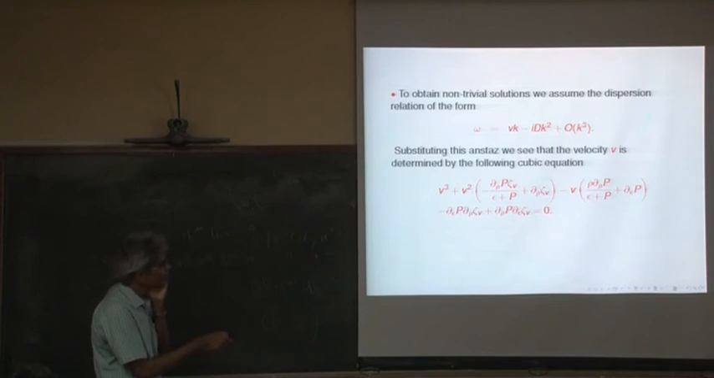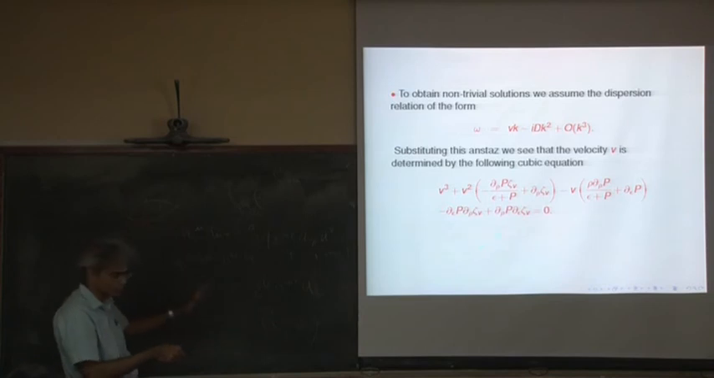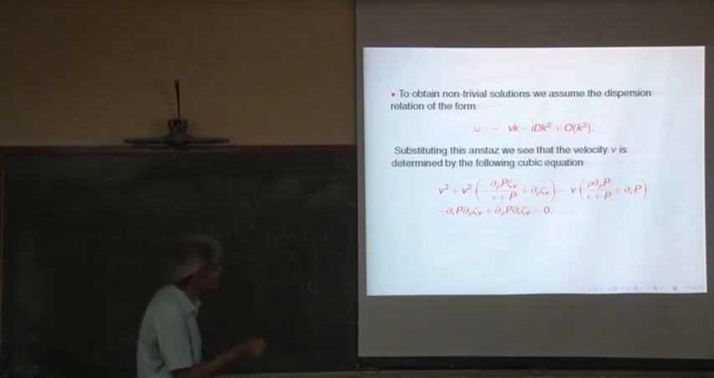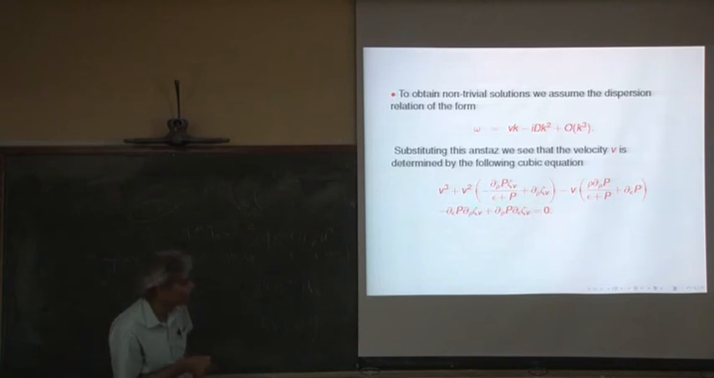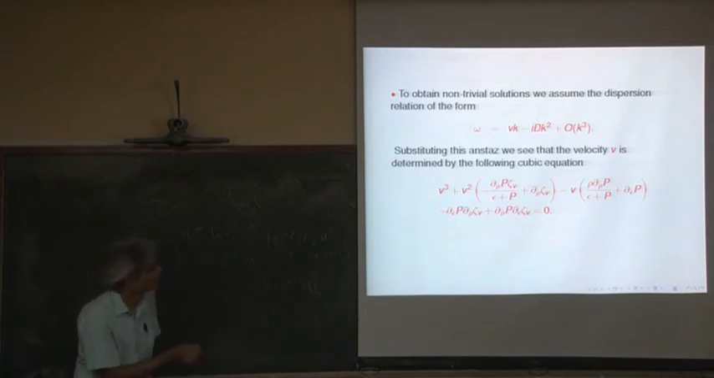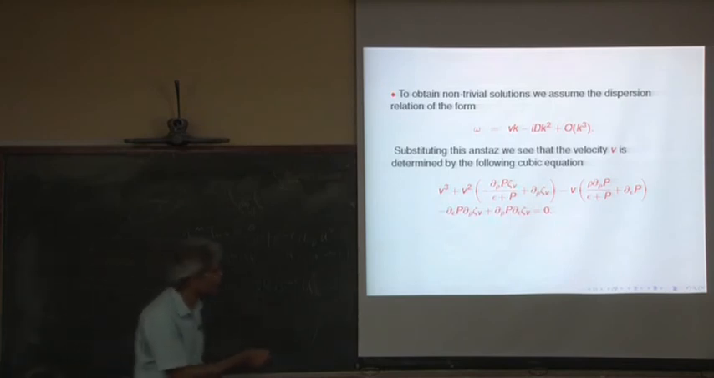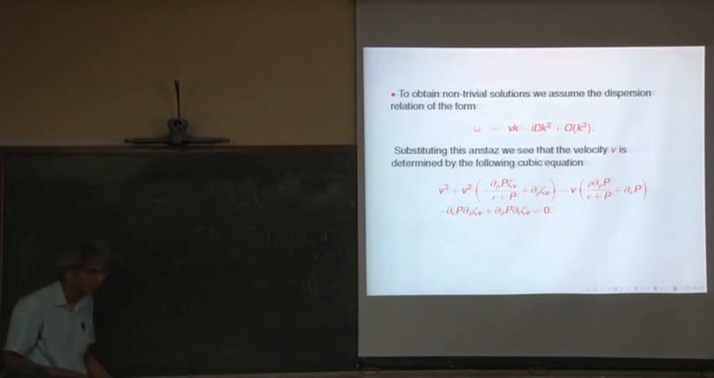Substituting it and demanding the determinant is 0, at leading order in K you get a condition of this kind. In fact, it's a cubic equation. And you see the last constant term is proportional to the anomalous coefficient. If this was not there, you would just get 3 roots, and one of them is 0. That would have been the charge diffusion.